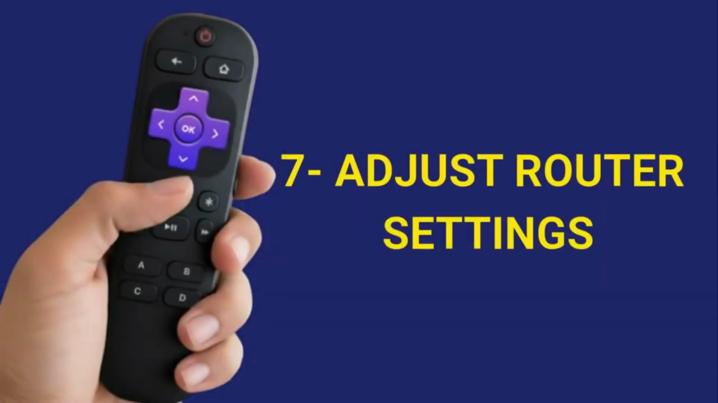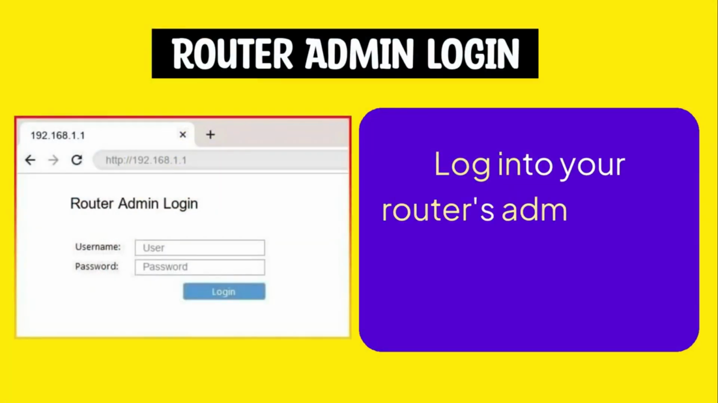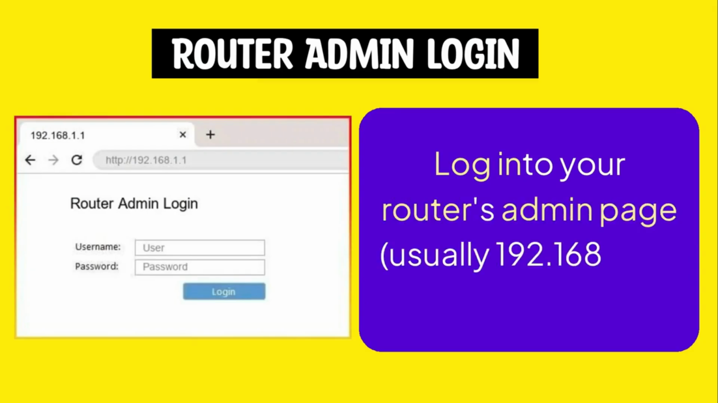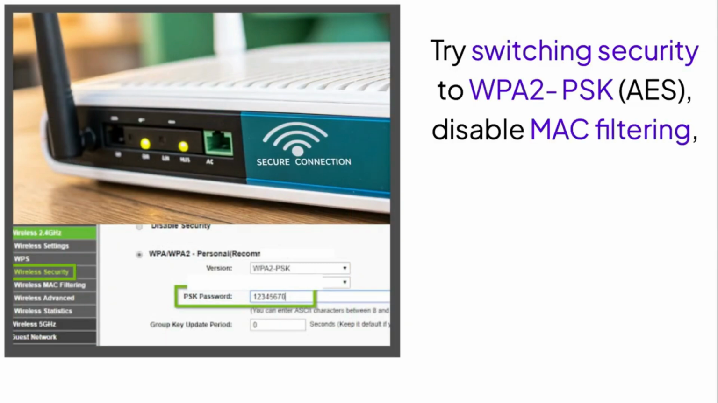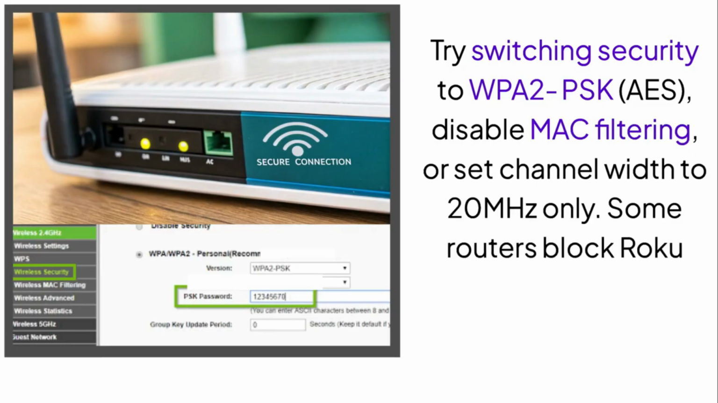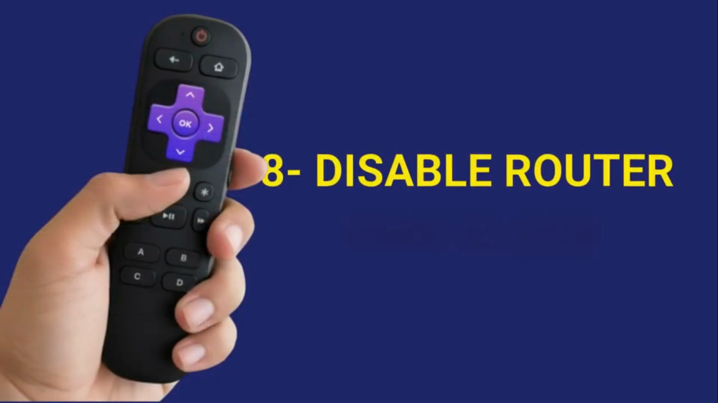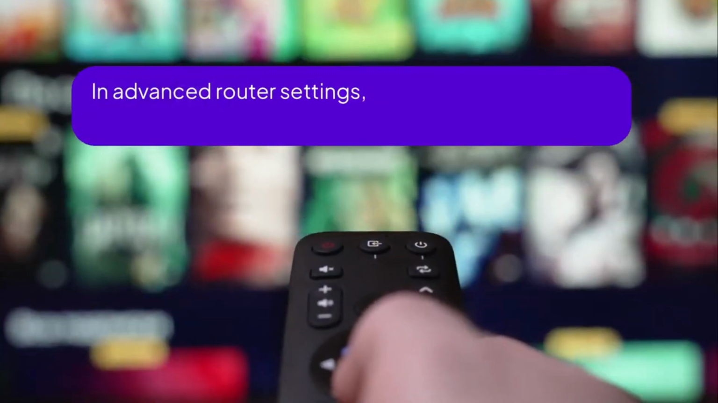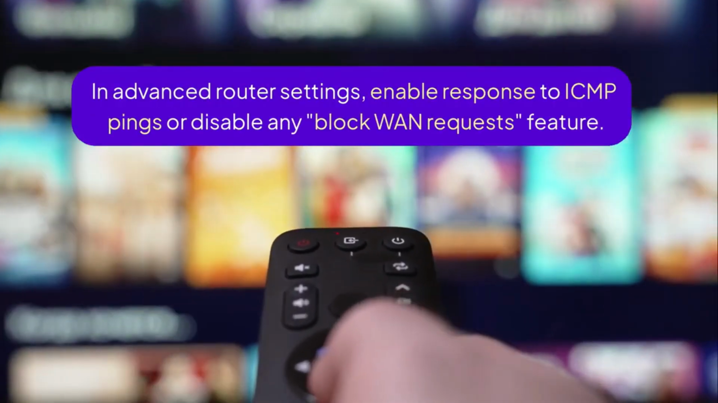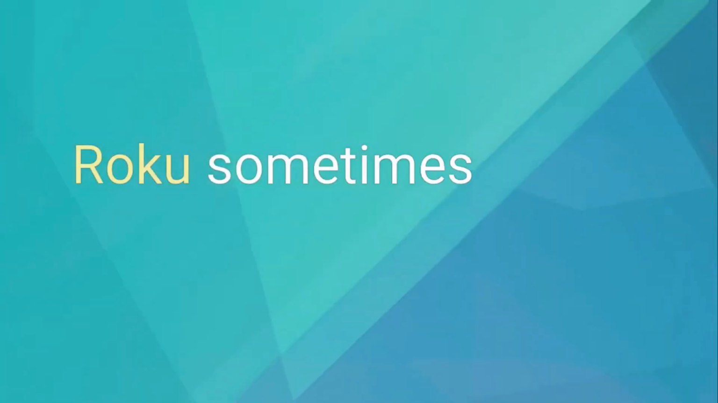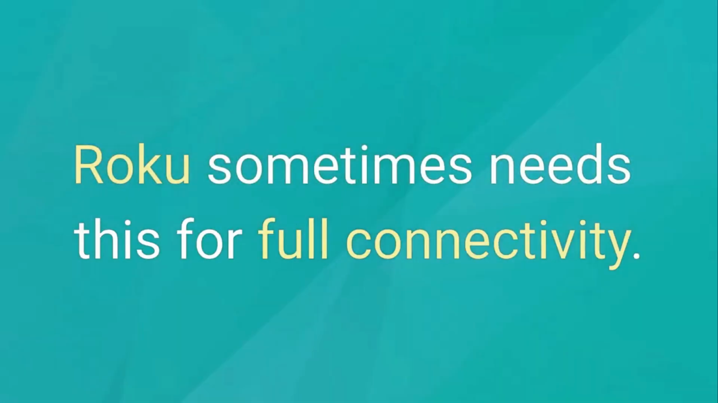Adjust router settings. Log into your router's admin page, usually 192.168.1.1 or similar. Try switching security to WPA2-PSK, AES, disable MAC filtering, or set channel width to 20 MHz only. Some routers block Roku due to strict firewalls or ping responses. Disable router ping block. In advanced router settings, enable response to ICMP pings or disable any block WAN requests feature. Roku sometimes needs this for full connectivity.